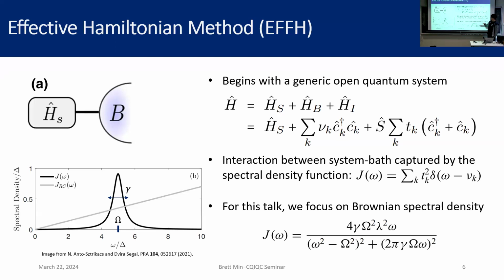And the bath is usually characterized by this thing called the spectral density function, which is by definition given by this, sort of like a weighted density of states where each weight is given by the coupling strength squared. And for this talk, I'm going to focus on this special type of spectral function called the Brownian spectral function, which is simply a function that has a peak and it has a characteristic mean omega and width gamma. And these two parameters will come later, as they will be important in the later step of this mapping.